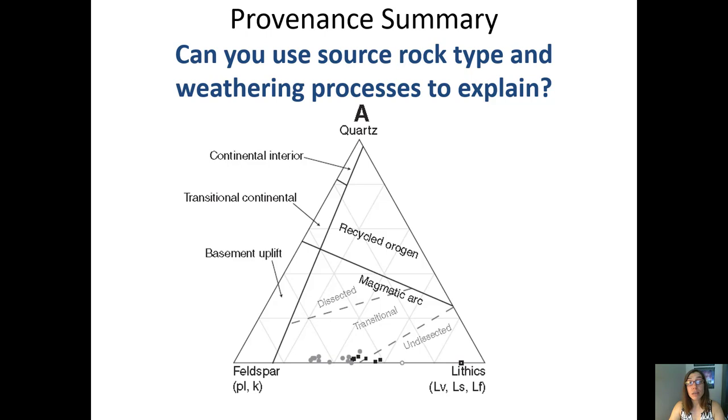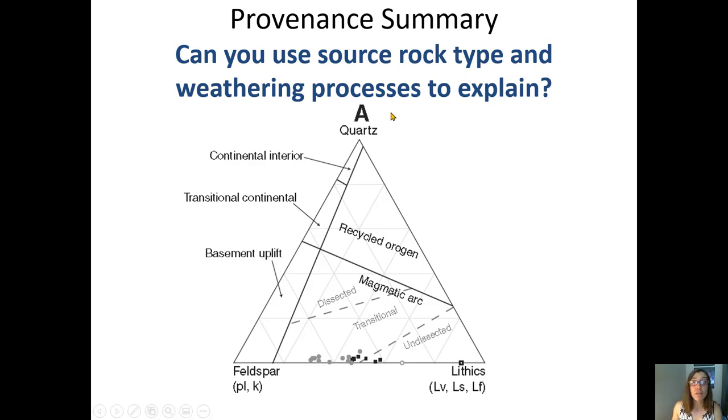So we can use the amount of quartz, feldspar, and lithics to determine the source rock and the weathering process that has brought the source rock to be the sediment that we see. So we can look at the proportion of quartz, the proportion of feldspar, and the proportion of lithics to plot a sedimentary rock on this diagram. And I asked you to do this for the field trip.